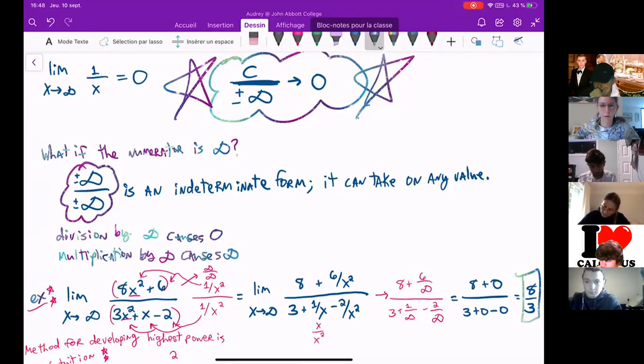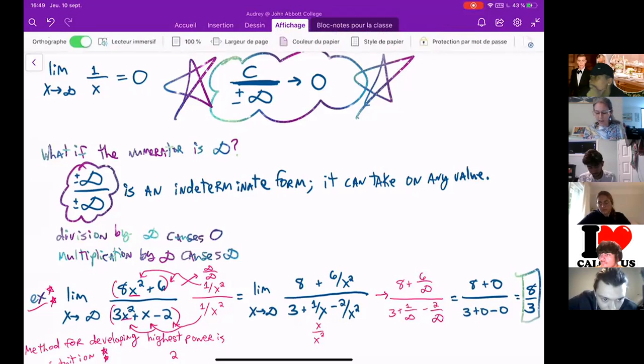Wow. Okay, I have a question. If we have, let's say, like from the beginning when we got to infinity over infinity, if you had, let's say, 3x squared, or like 3x minus x, oh no, that would just be 2x. Never mind.